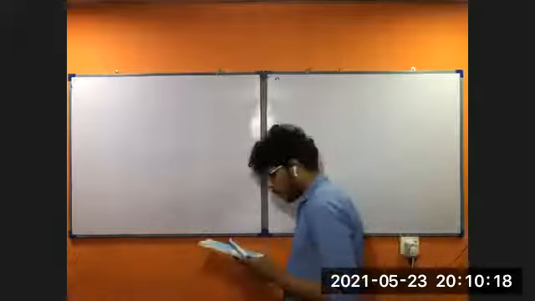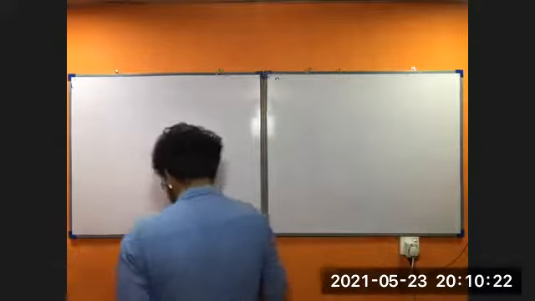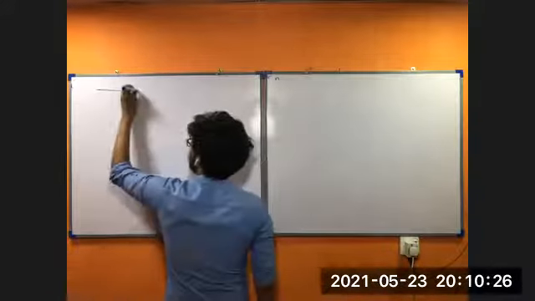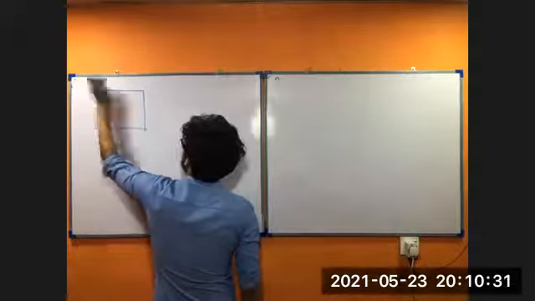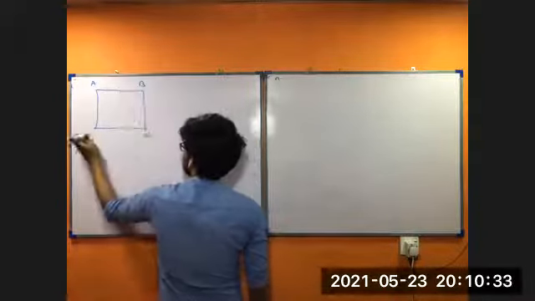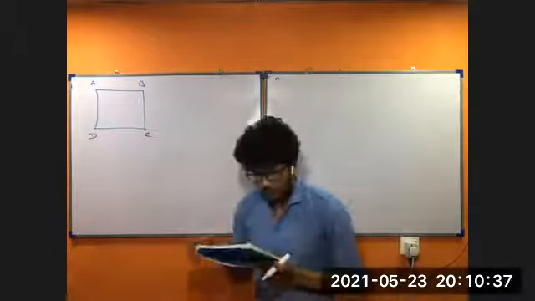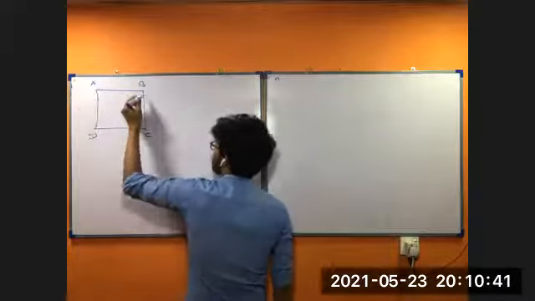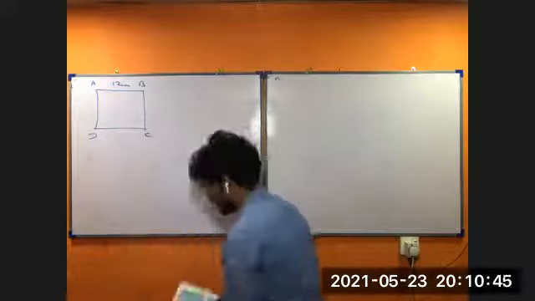So what do we have? The length of a side of the square ABCD in the figure is 12 centimeters. Square is a very important word. So we have something like this, ABCD is a square. One side is 12 centimeters. That means this side is 12, this side is 12, this side is 12, this side is 12.